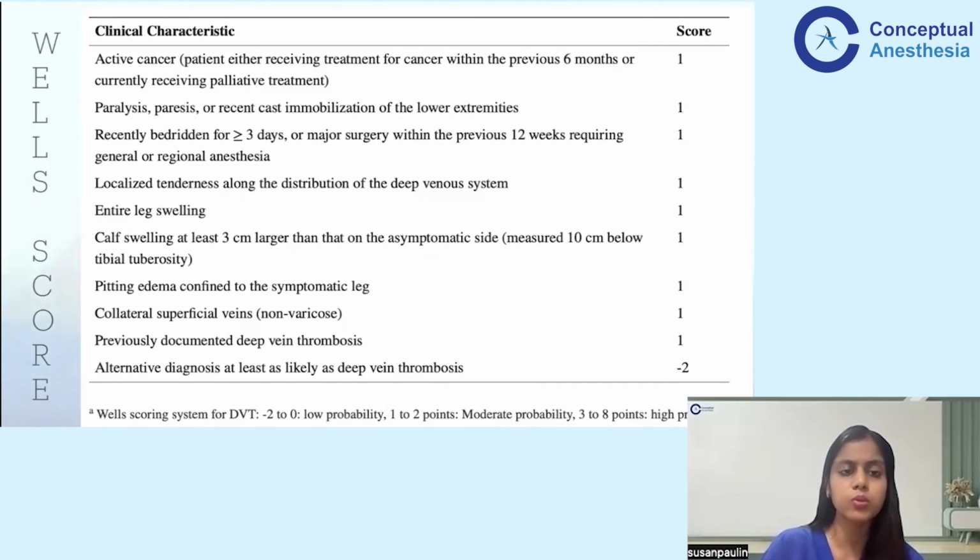It is not possible to remember the entire list, and it is not required, because the calculators are easily available. But it is important to know what to look for in your patient so that you can assess their risk and accordingly be prepared to deal with the complications intraoperatively and postoperatively.